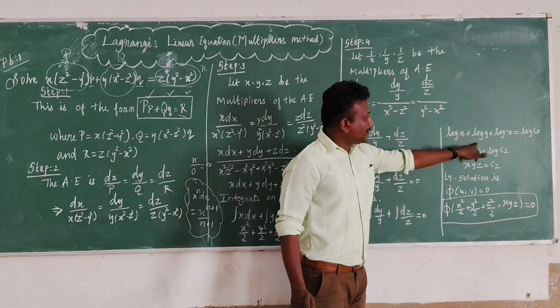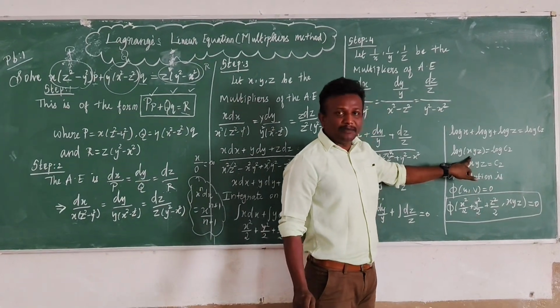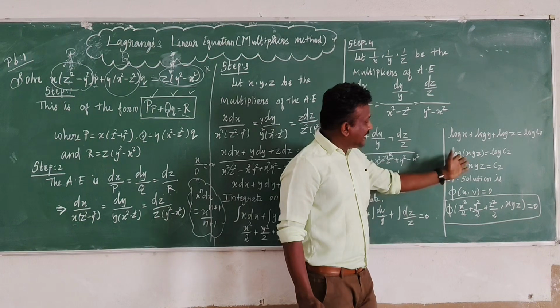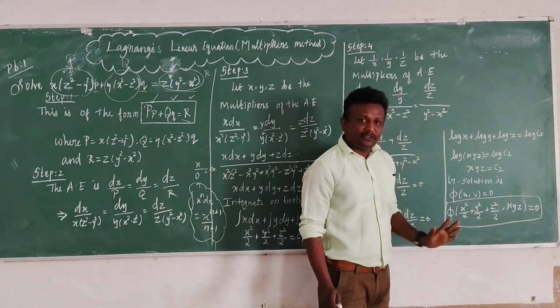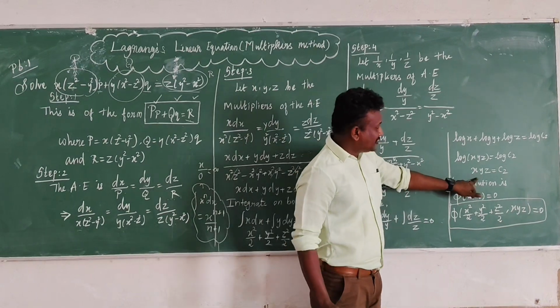By using log property, addition can be written as multiplication. So now you can take exponential on both sides. Log will be removed. The answer is xyz is equal to c2, right? So this is my second solution.